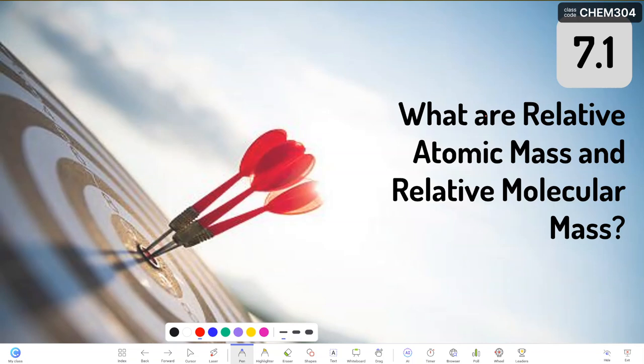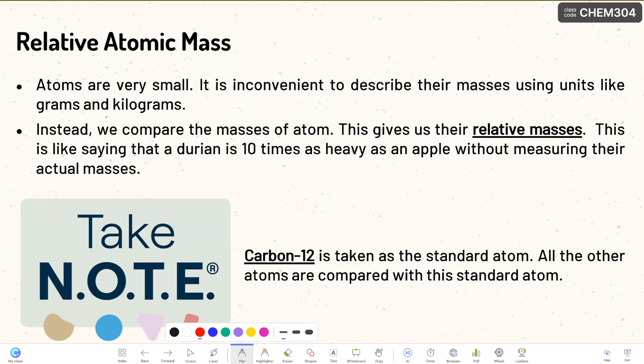More concept 7.1. What are relative atomic mass and relative molecular mass? Now, relative atomic mass: the atoms are very small. It's inconvenient to describe their masses using units like grams or kilograms. Instead, we compare the mass of atoms. This gives us relative masses.